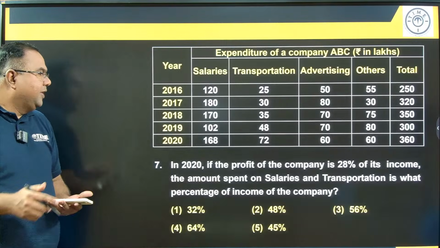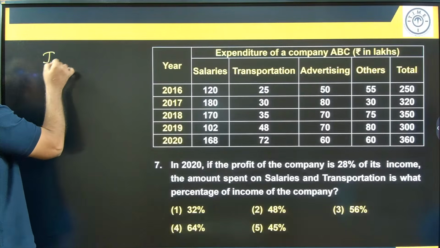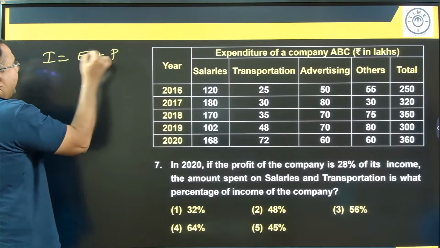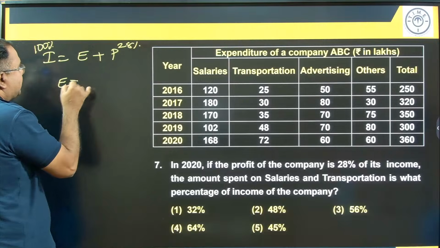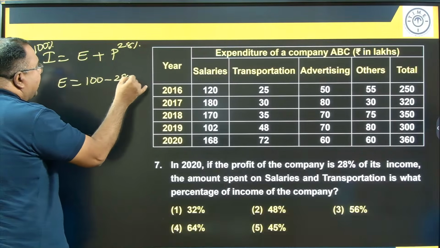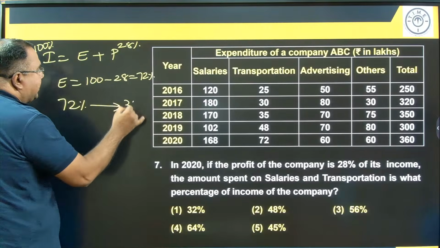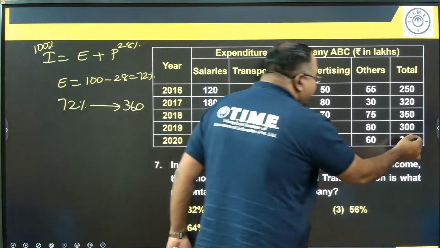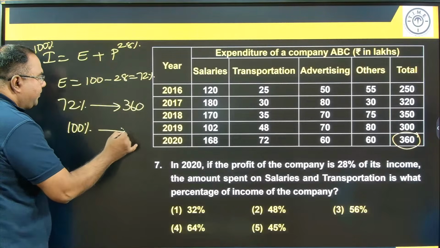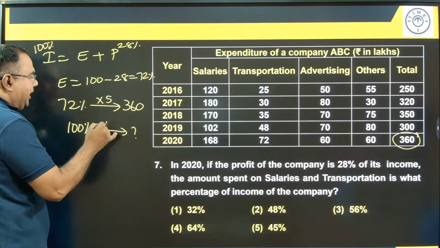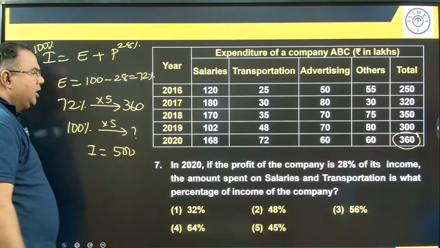Simple. The 2020 profit of a company is 28% of its income. Income is equal to expenditure plus profit. My income has to be always 100%. My profit is given as 28%. So what is my expenditure? 100 minus 28, clearly 72%. This 72% is given as 360, that is my total expenditure. So income 100% should be how much? 72 is 360, 100 is 500. My income has to be 500. As simple as that.